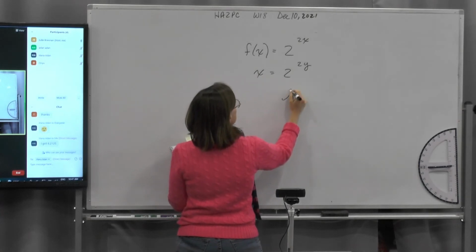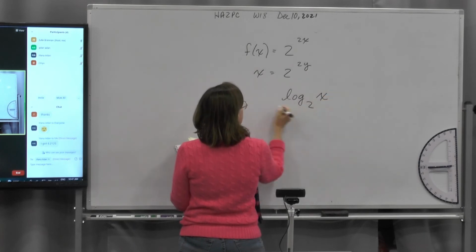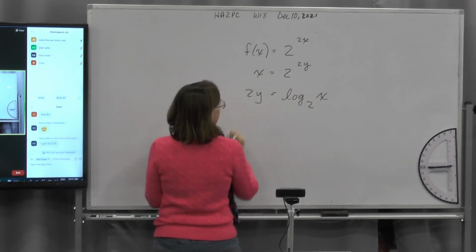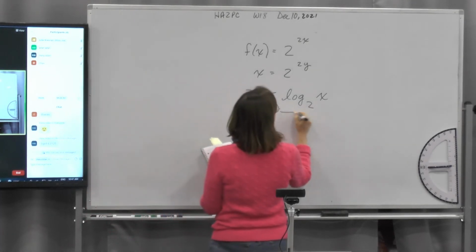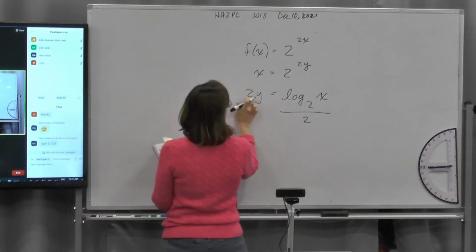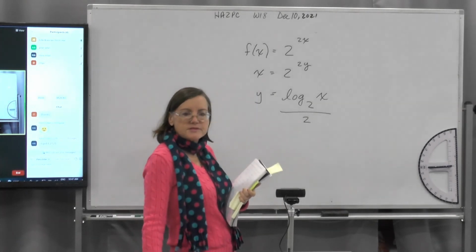Well, this is a log, right? Base 2, answer is x, is equal to 2y. So the whole expression would be... divide by 2. There you go. Right, simple enough. There is your inverse.